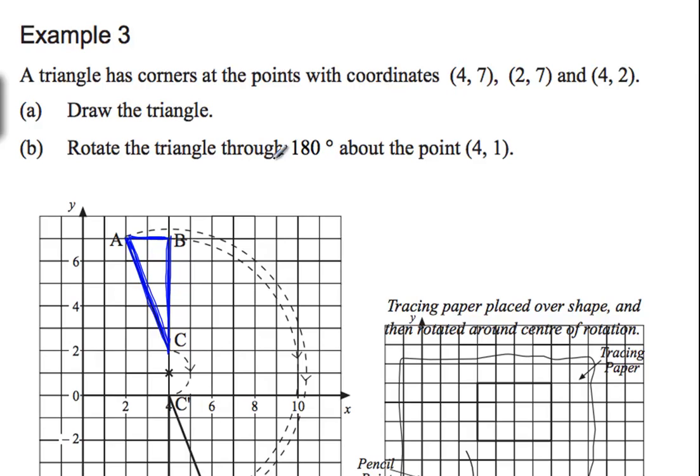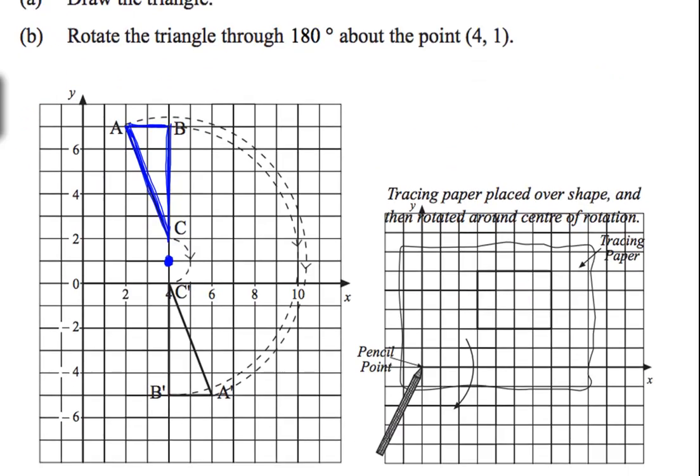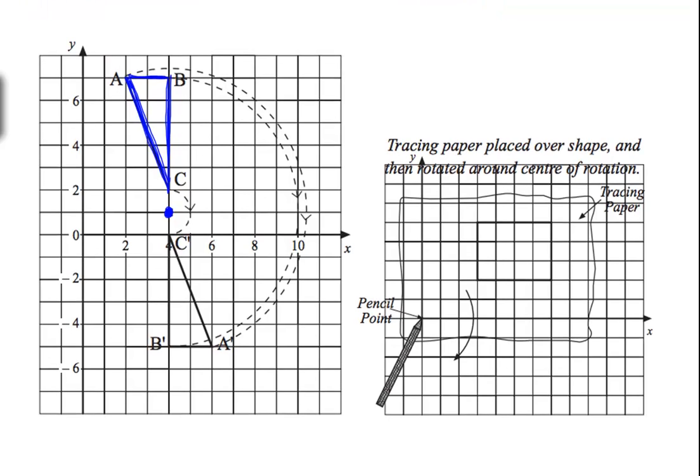Now, rotate this triangle through 180 degrees about the point (4, 1). Okay? So the last question we did the origin, but now we're going to rotate it around this point right here. It shows here how you could use some tracing paper and hold the pencil at the point, then take your shape and move that tracing paper around and see where it went. You could try that on your own and see what happens to the shapes when you rotate them 90 degrees, 180, 270, or any angle really. You could try 45 degrees and see where the shape goes.